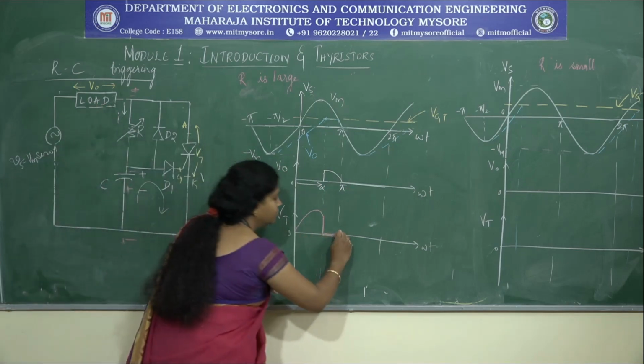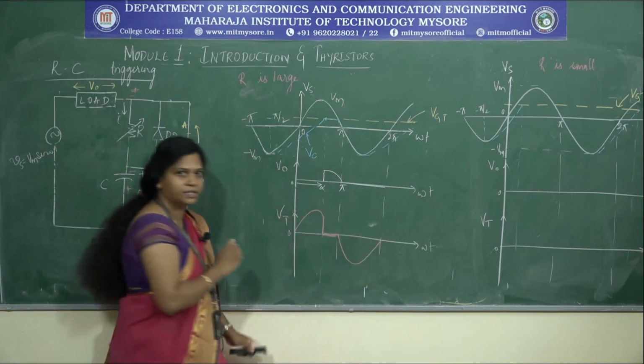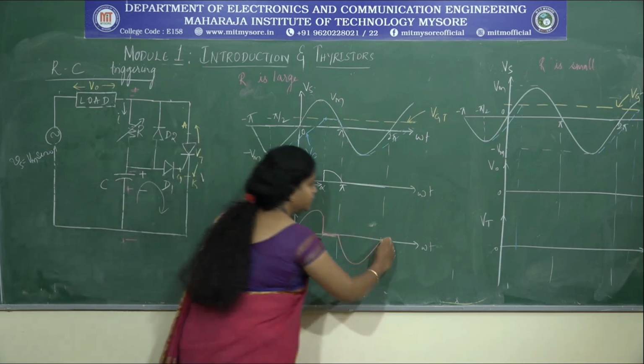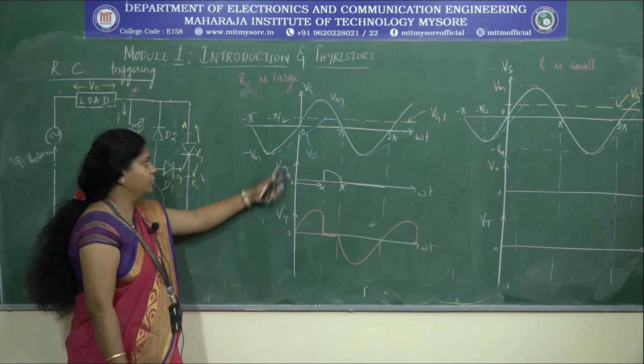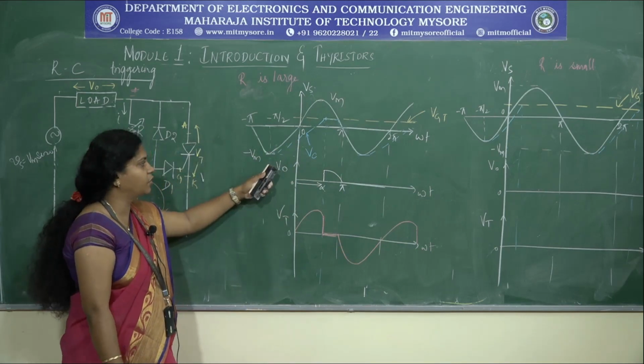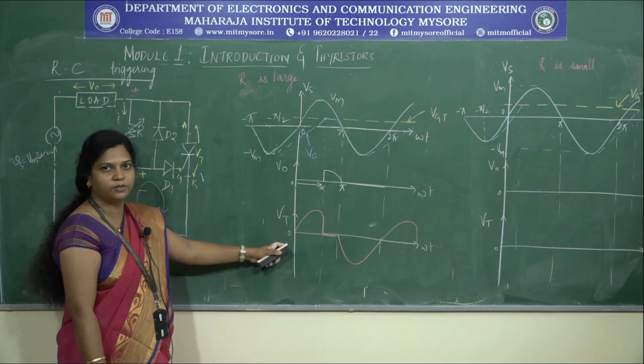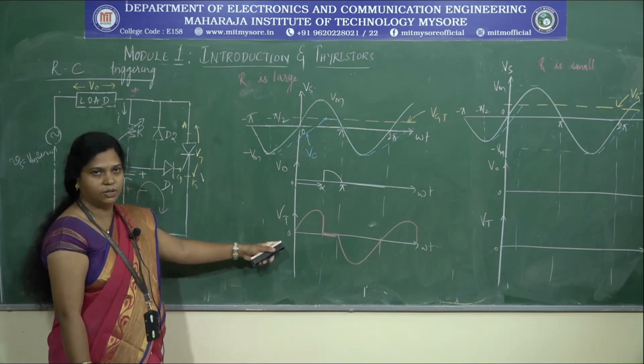So what we are going to do? We are going to take the negative half cycle. Similarly, this keeps on repeating. So you might have understood the difference of how you have to draw the output voltage and how you have to draw the thyristor voltage.